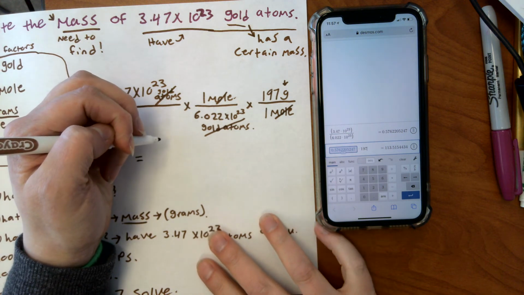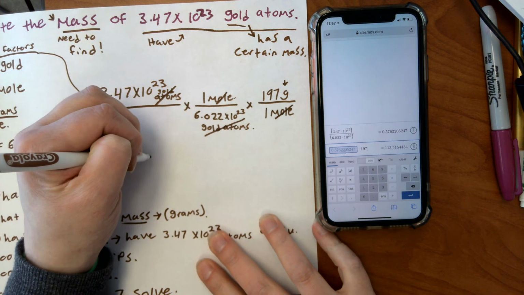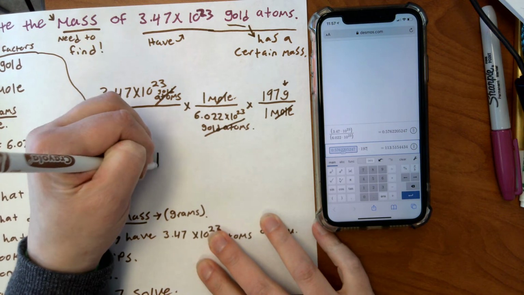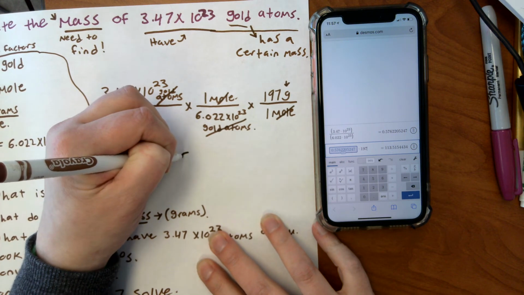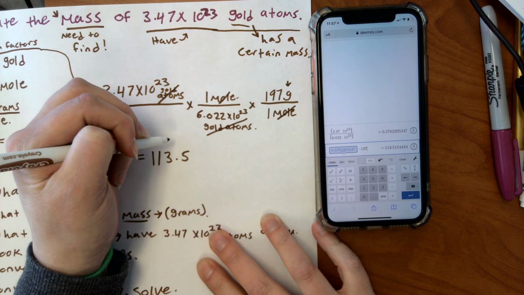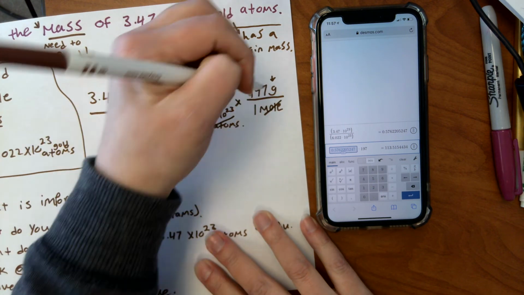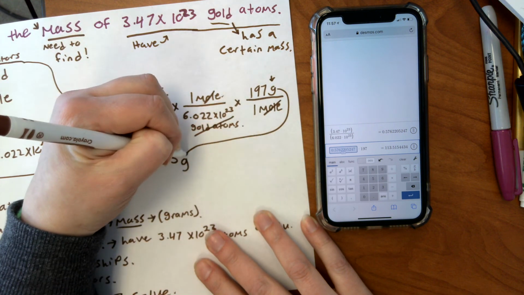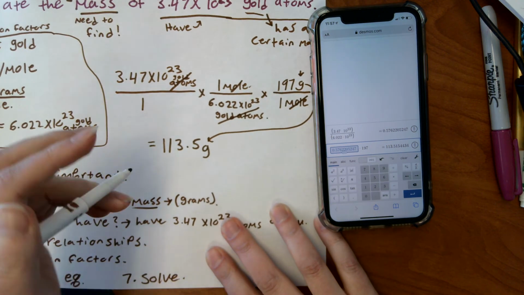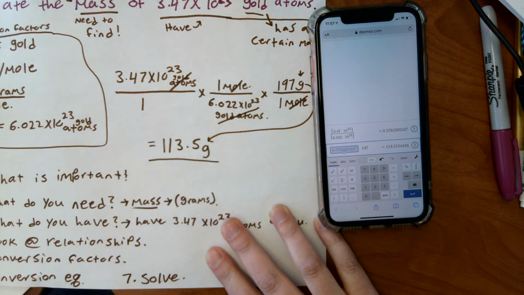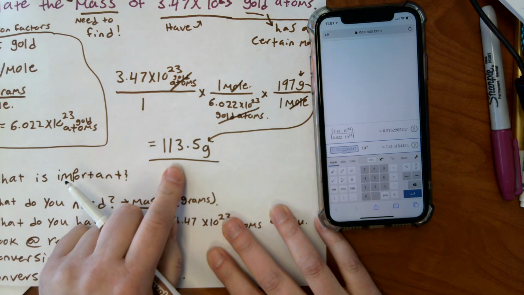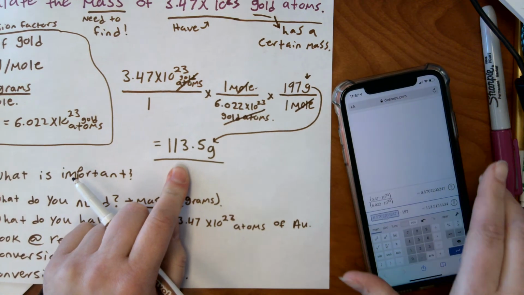Okay? And we'll find out that we get the answer 113.5. And then we can take our final unit and drag it over here because it's going to the end. And we find out that that is how much that many moles of gold weighs.